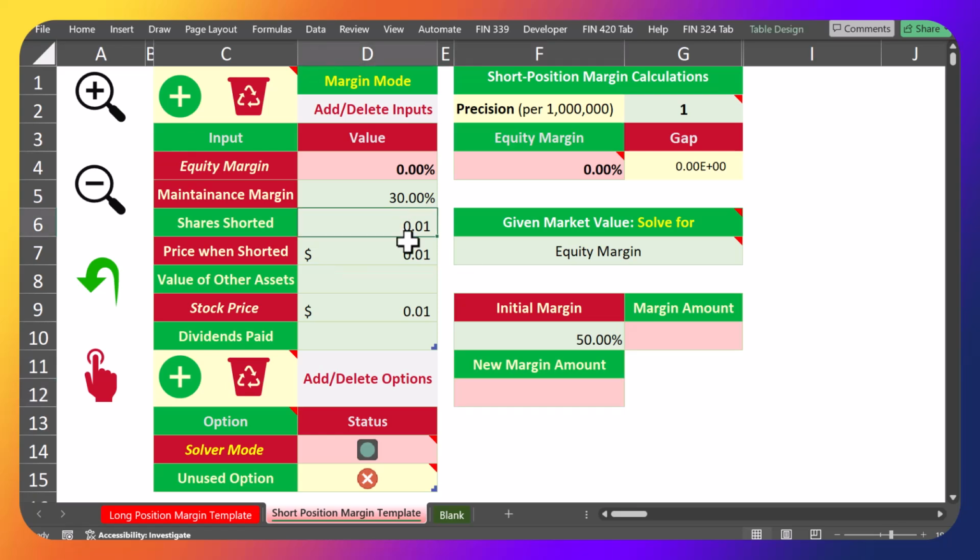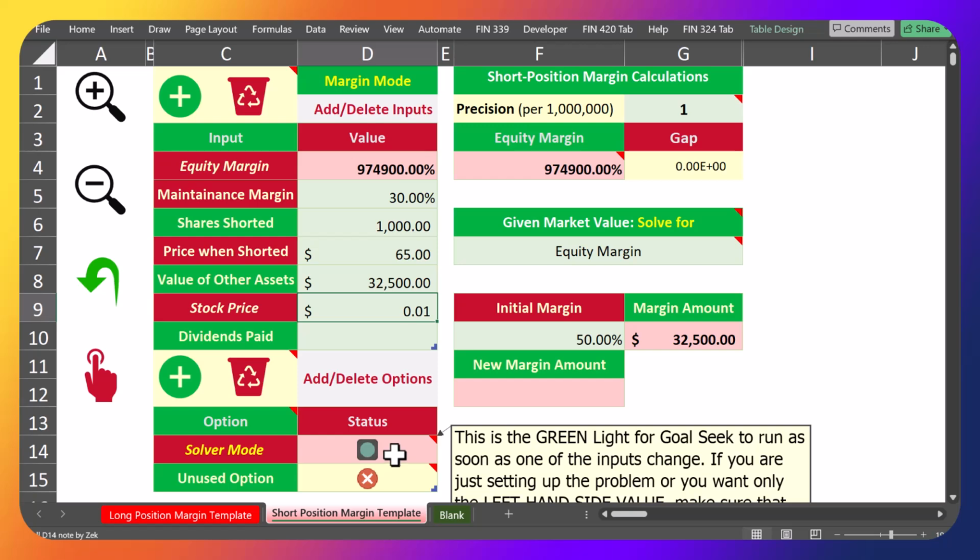Now, we shorted 1,000 shares at 65. And in this case, the initial margin is 50%. So let's calculate how much margin we need to put in, which means our own money. 50% times number of shares shorted times price when shorted. So I need to put in 32.5.